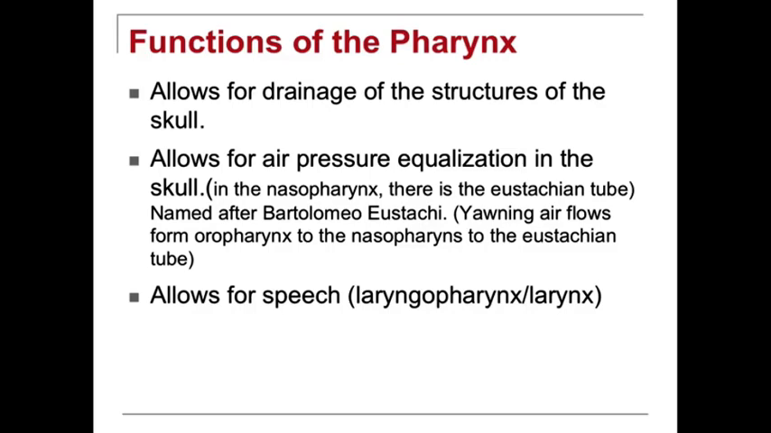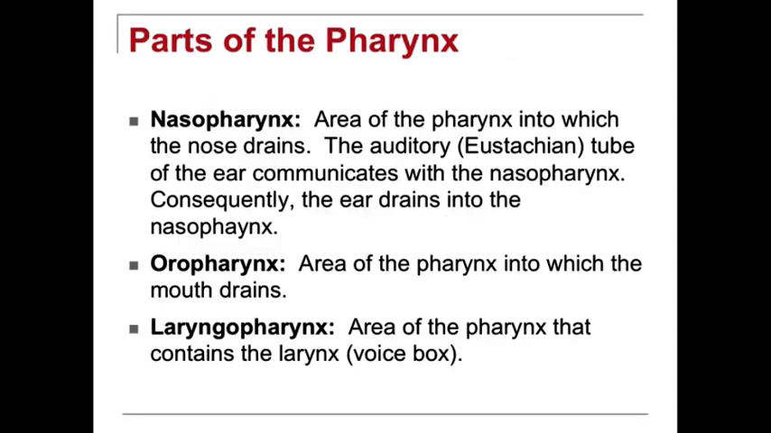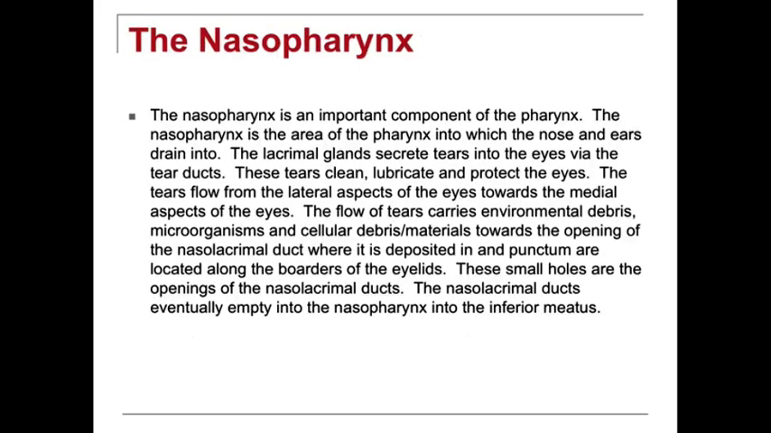We know that when you yawn, air flows from the oropharynx to the nasopharynx. Sometimes you can hear that little click or that little pop. And for speech, we have the laryngopharynx, or the larynx, which is the voice box. So again, the nasopharynx is where you have the opening for the eustachian tube, or the auditory tube. The oropharynx is that area of the pharynx in which the mouth will drain into. And the laryngopharynx is your voice box.